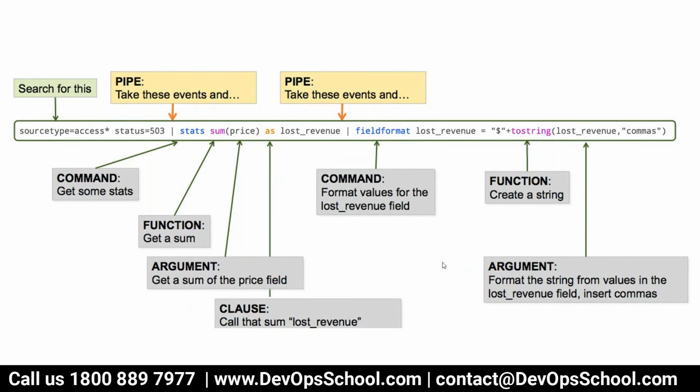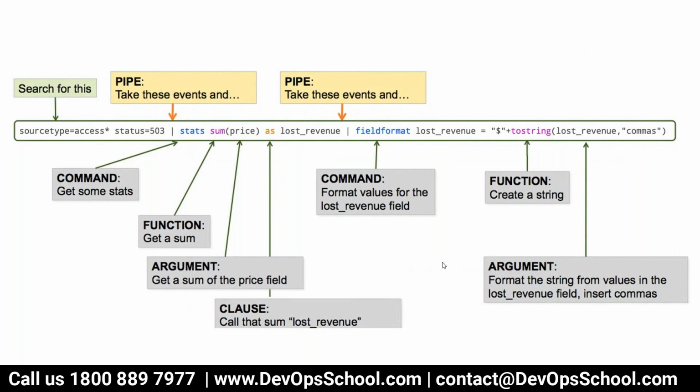So here you have a stats. So what is stats? Stats is a command, then followed by function sum, and price is the argument, which is a field basically. As is a clause, and it will display as lost revenue. That means column name would be lost revenue. Now whatever you did after that, again a pipe, then command, function, argument, clause, and this pattern you keep doing it till you get the results of your desire.